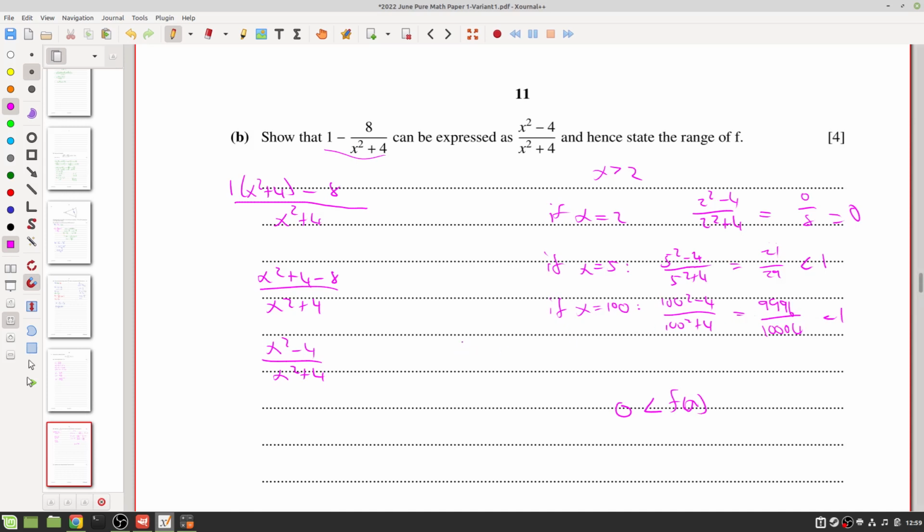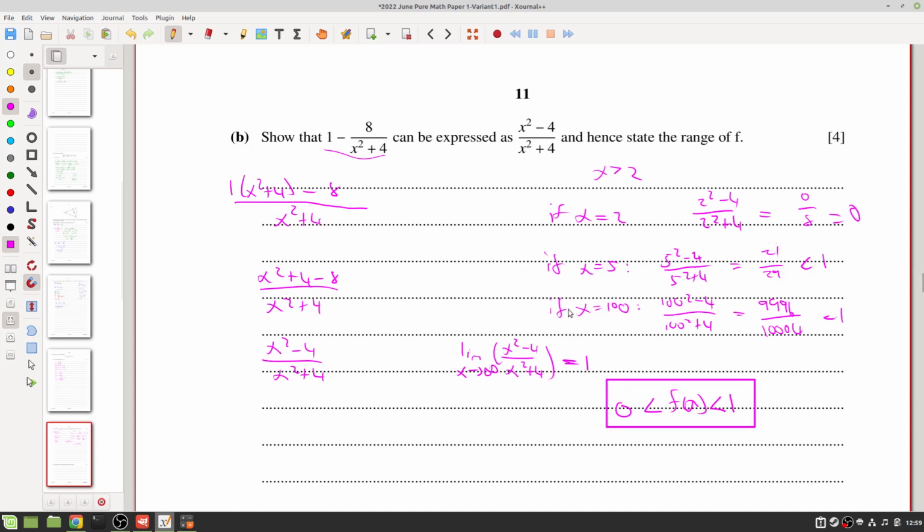So that's the idea. The limit of x squared minus 4 over x squared plus 4 as x approaches positive infinity is 1. So it's getting closer and closer to 1. For any value greater than 2, it's going to approach 1, but it's never going to reach 1. So that is our range then, just that.